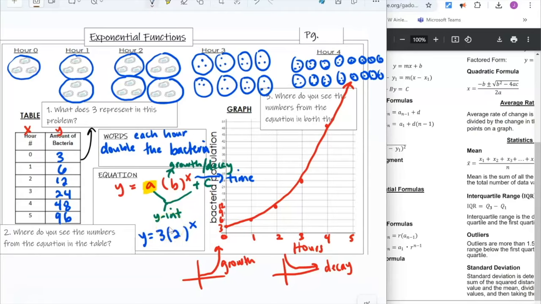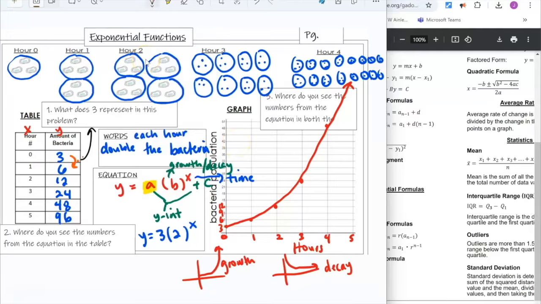So let's answer a couple of questions now that we know how to write our equation from a pattern. You can also write an equation from your table. You can write an equation from a graph, and I'm going to show you all of that in just a second. Let's just talk about where do you see the numbers from this equation, okay? And I'm just going to add a couple of things so you can answer this.